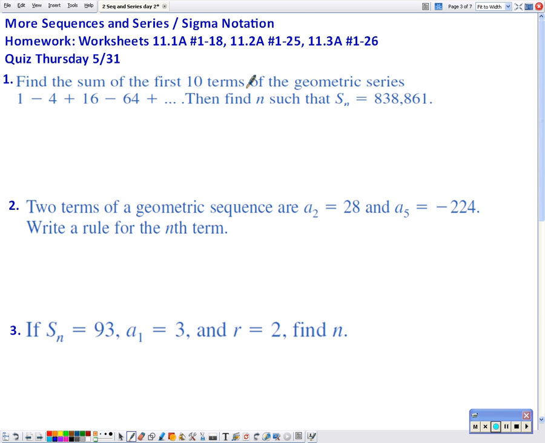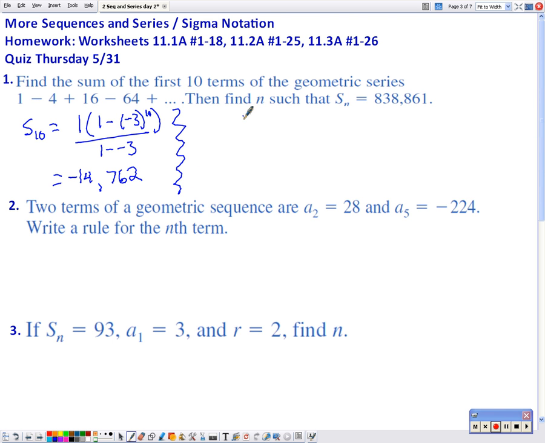Find the sum of the first 10 terms of the geometric series, then find n such that S of n is this big number. So the first 10 terms would be the first term, and then 1 minus, well, it's going to be negative 3 to the 10th, over 1 minus negative 3. So I'm going to grab my calculator. And I got negative 14,762.